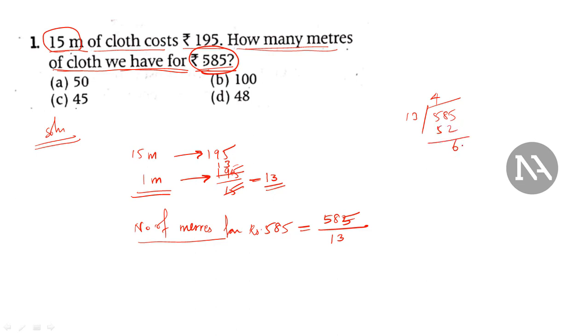Then we will take the 5 here. So it is 65. So 5 13s will give you 65. So now the quotient value is 45. So 585 divided by 13 will be 45. So the answer is option C.